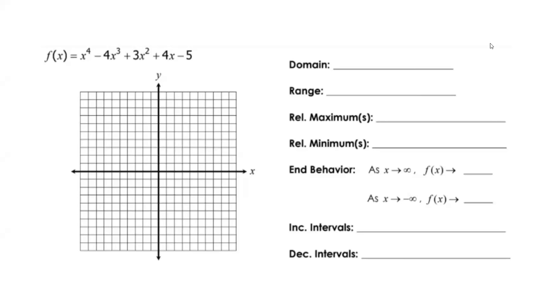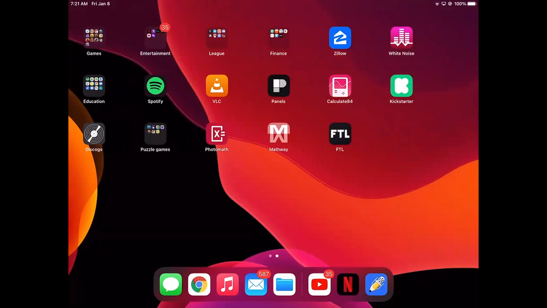Today I wanted to go through an example of graphing a polynomial function and finding all of this different information. The first thing you're going to want to do in a problem like this is look at your function. Hopefully you have it on a separate screen so you don't have to keep flipping back and forth. But we're going to go to our graphing calculator and we're going to graph.